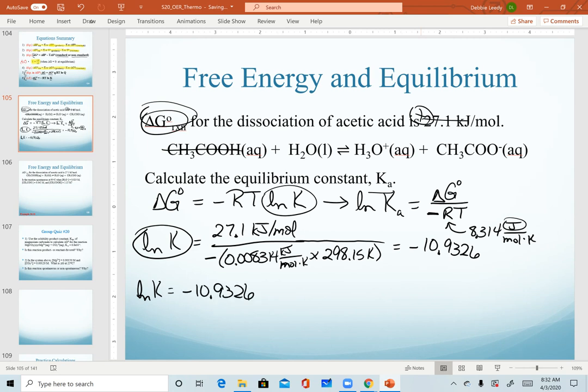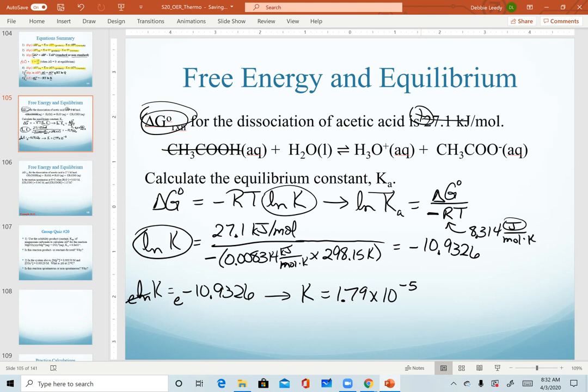If I want to solve for K itself, I need to get rid of my natural log function. I'm going to raise both sides to the e, and therefore my K value is going to be... We're using sig figs in this equation because we did primarily multiplication and division. So 1.79 times 10 to the negative 5.